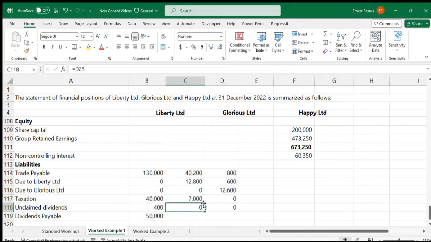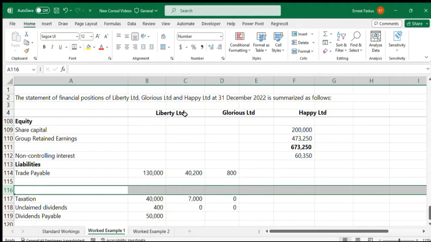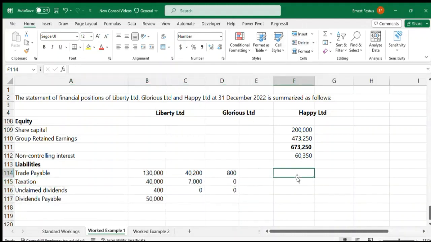Alright, now we have a problem here. We have the due to Liberty Limited and then due to Glorious Limited. Now these are amounts owed to Liberty Limited as well as Glorious Limited. However, we know that the transaction is between the same entities within the same group, and so what we do is that we eliminate them. So I can decide to remove them completely from my consolidated statement of financial position. So we have that. Then there are no adjustments for this.